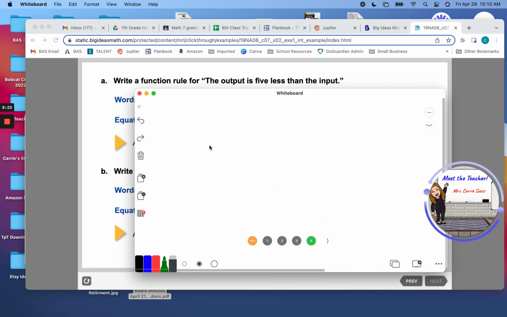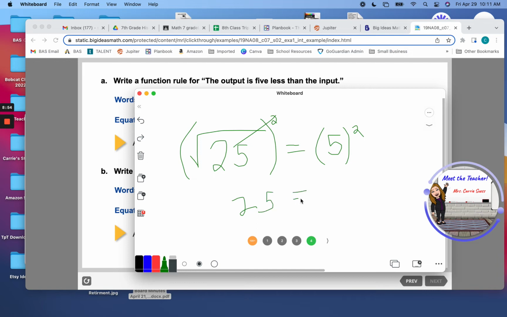So if I have 25. If I have the square root of 25, what do I get? 5 times 5 is 25. Now, if I want to get rid of this square root, all I do is square it. So I do the same to this side and square it. Then the square root is canceled, and I'm left with 25 equals 25. Is that true? Yes.